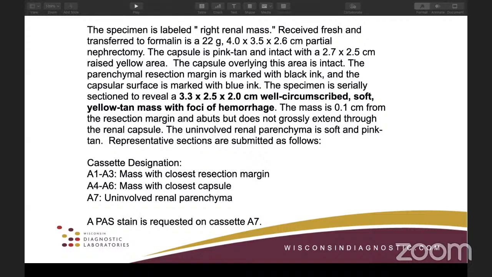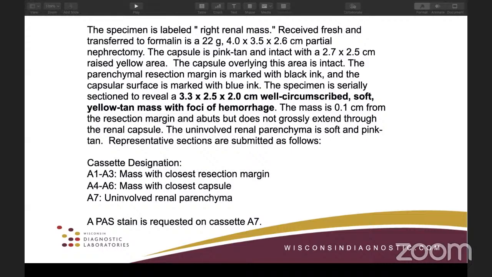So this shows the size, shape, color, consistency, right? So again, the measurements, that's the size, well circumscribed, it's soft, and it's yellow tan. And then the foci of hemorrhage. I also have right after that, so it shows the distance of the mass from the resection margin, and then the mass abuts but does not grossly extend through the capsule. Again, important measurements to have.